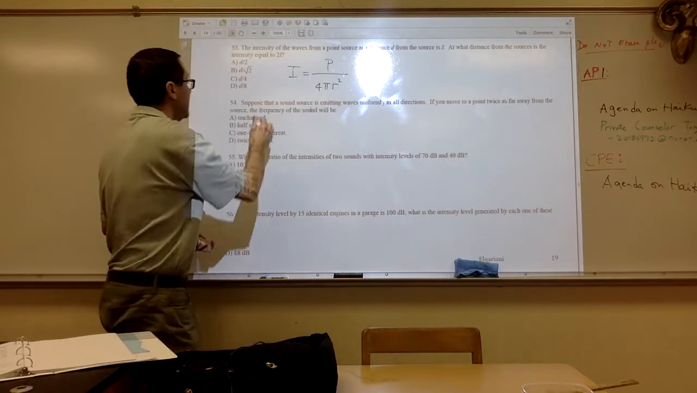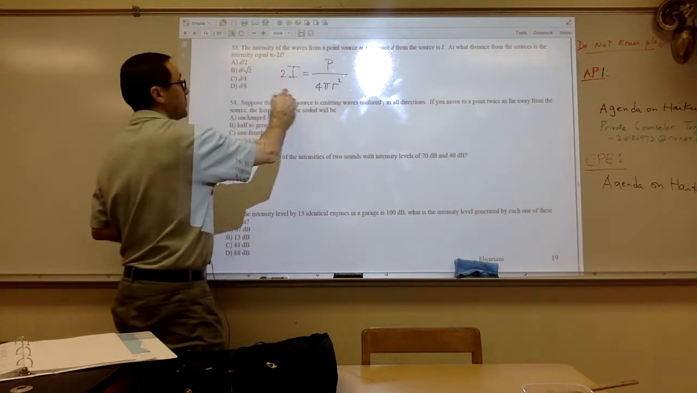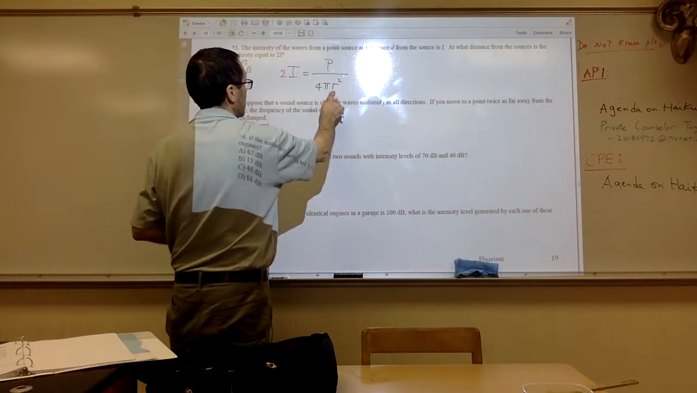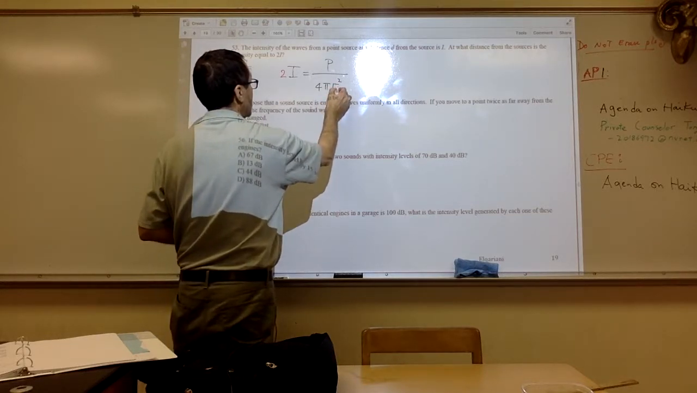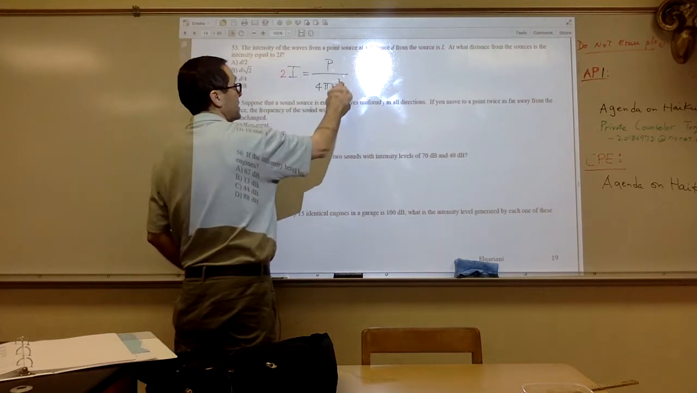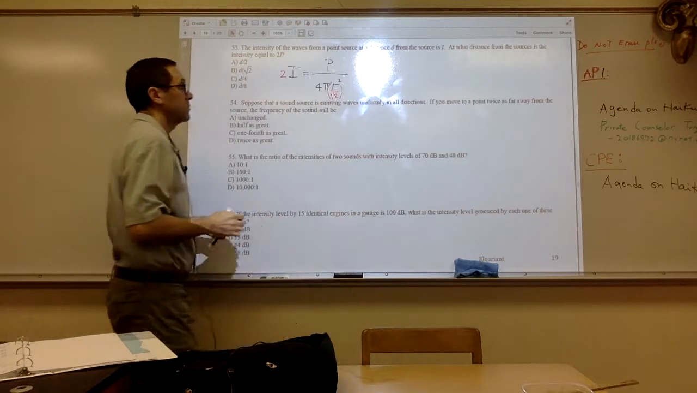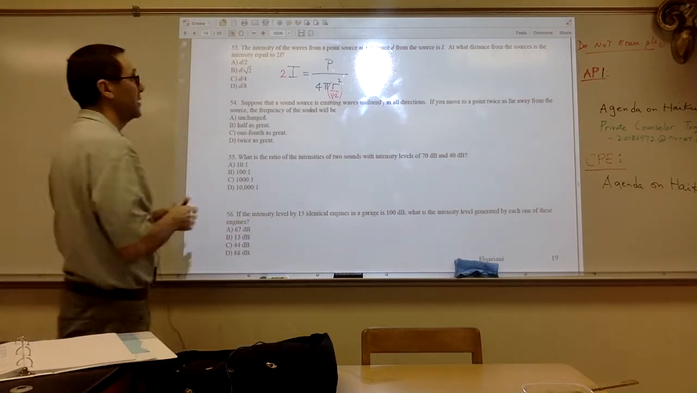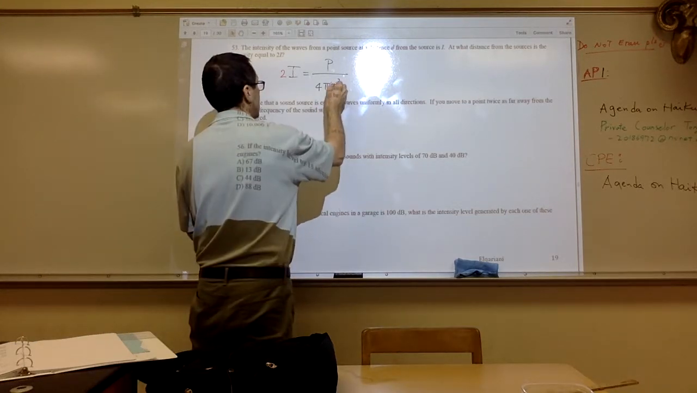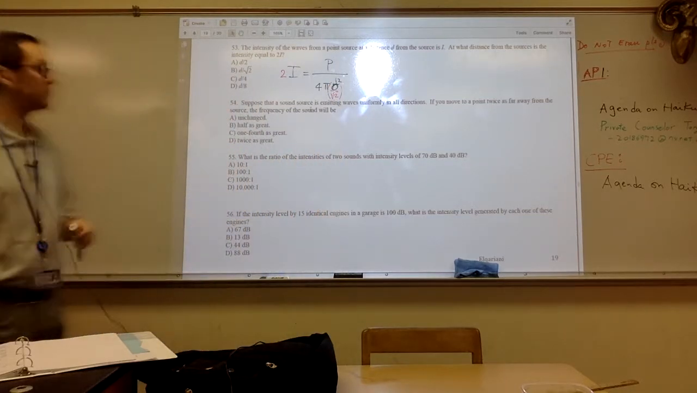So if my intensity doubles, it means I'm closer. So I have to divide this radius by something so that I end up with a 2 here. But since there is a square there, maybe I should put a radical 2 down there. Here they are not using r, they're using d, but I use d. So it should be d over radical 2.